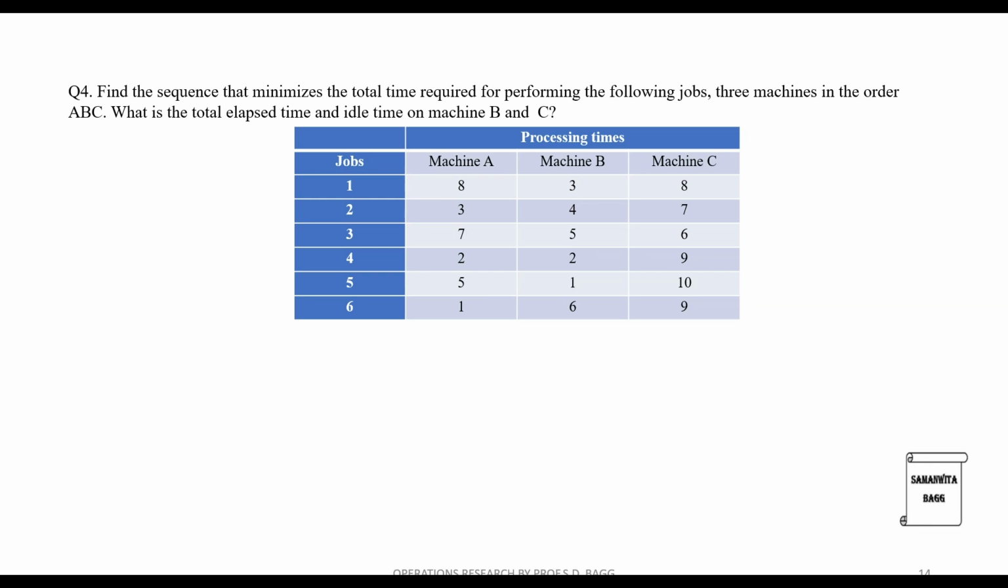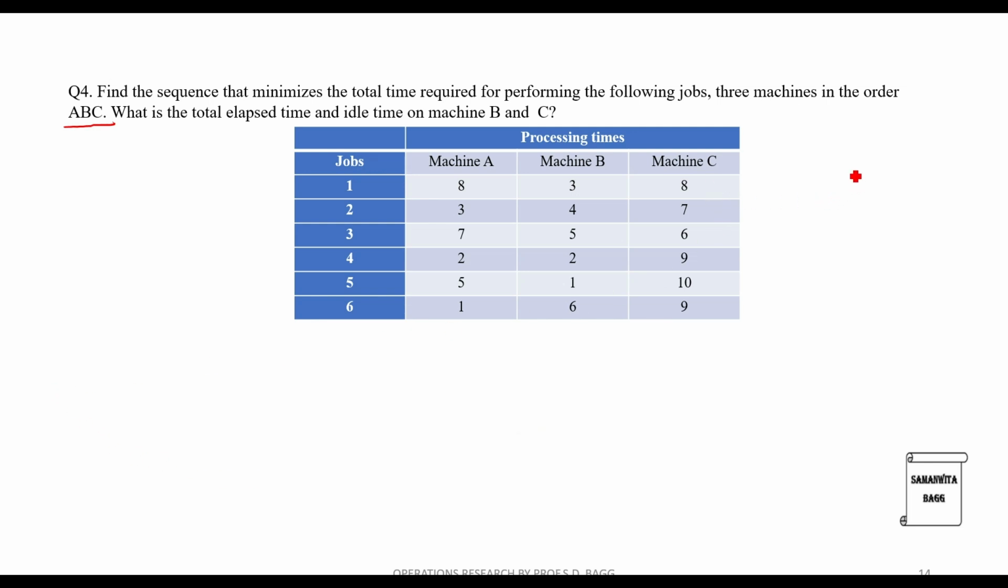3 machines in the order A, B, C. The order is again very important. Here the order has changed. It is A, B, C. What is the total elapsed time and idle time on machine B and C? So we will have to calculate idle time of B and C.